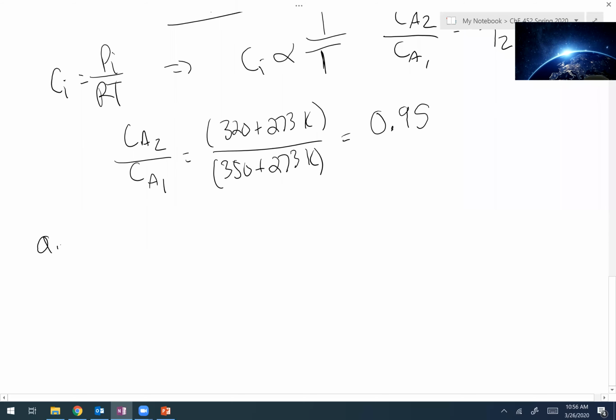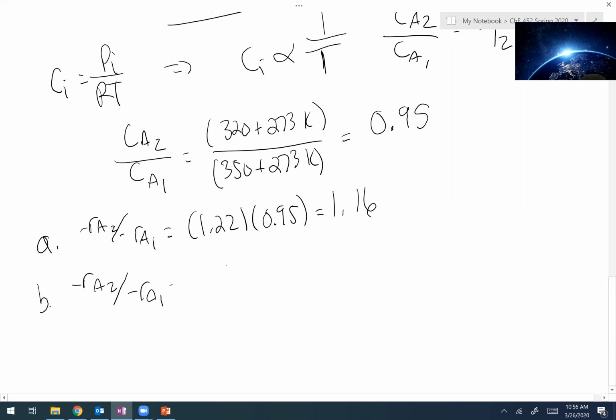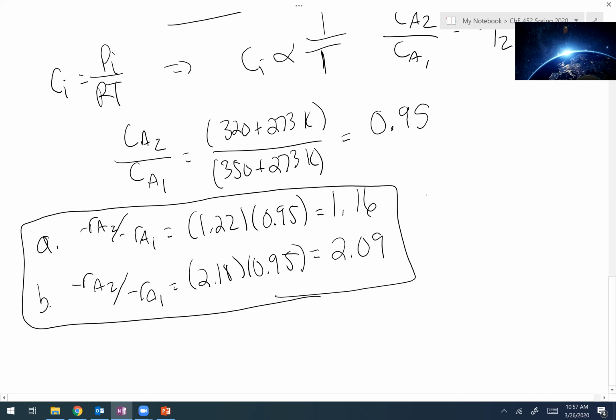Finally, solving for A, my relative rate equals 1.22 times 0.95, which is about 1.16. And for B, my solution becomes 2.18 times 0.95, which is equal to 2.09. From here, you can see just how much influence activation energy has on those relative reaction rates. The high activation energy has a much greater influence via the temperature.